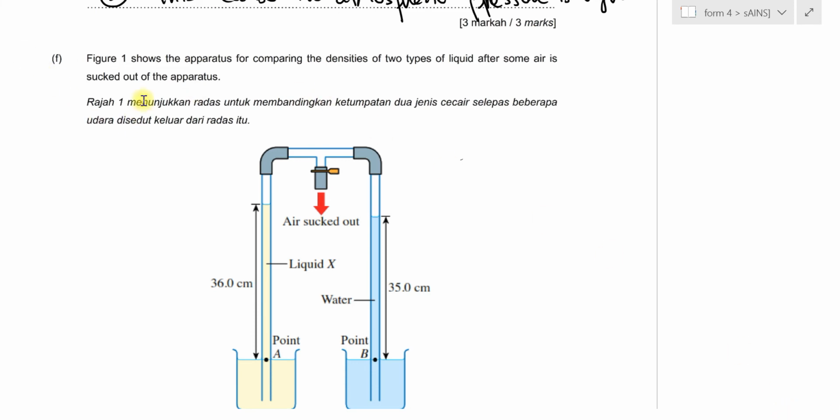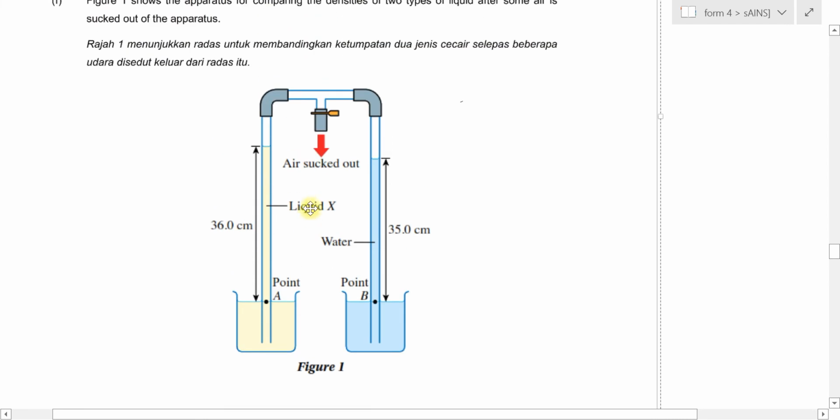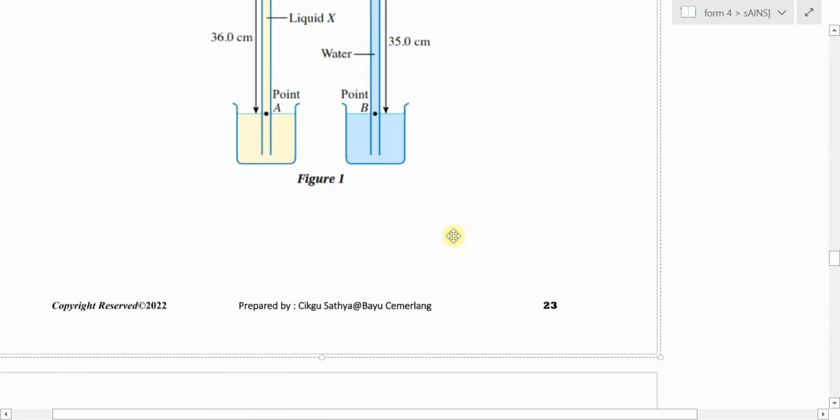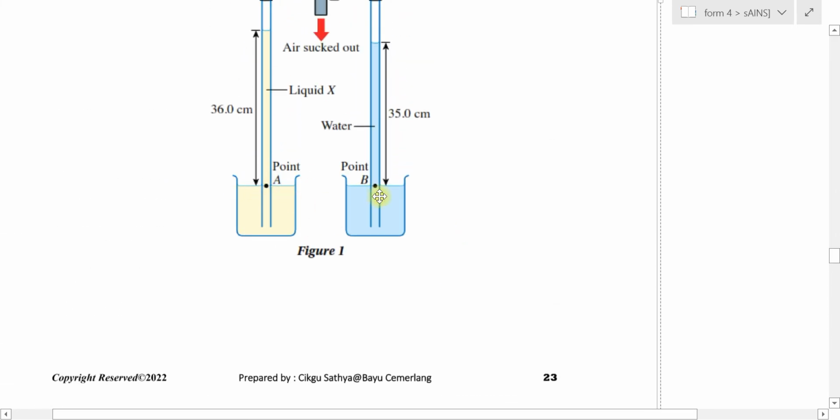The next part, diagram 1, figure 1 shows the apparatus for comparing the density of two types of liquid after some air is sucked out of the apparatus. You suck out the air and the liquid X becomes 36 centimeter, your water becomes 35 centimeter, and the question, why is the pressure at point A equal to pressure at point B? Observe the point A and B.